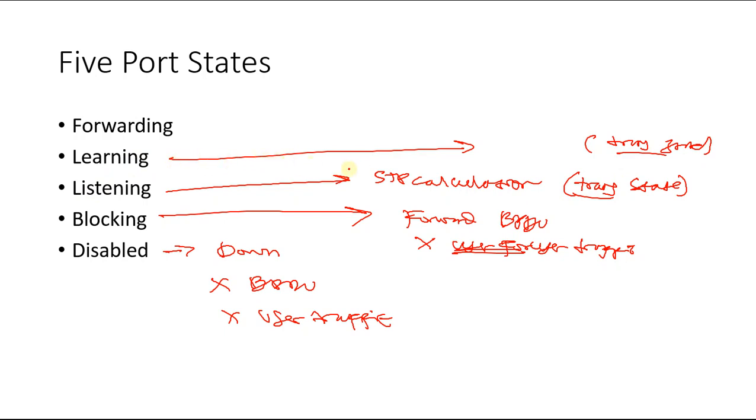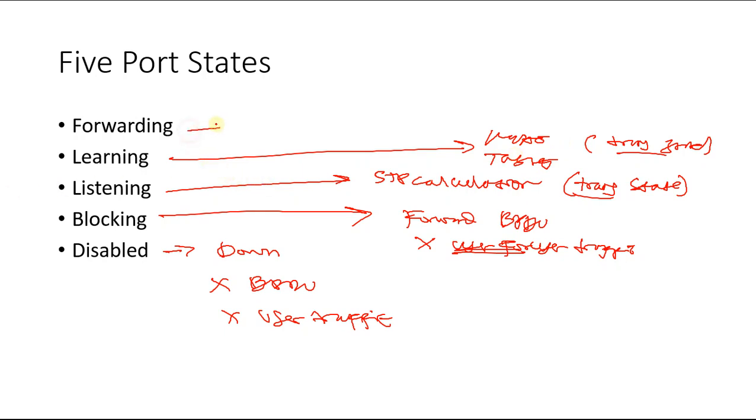In learning, when a device has a port in the learning state, the device creates a MAC address table based on the received user traffic but doesn't forward user traffic. So in learning, a MAC address table is created.